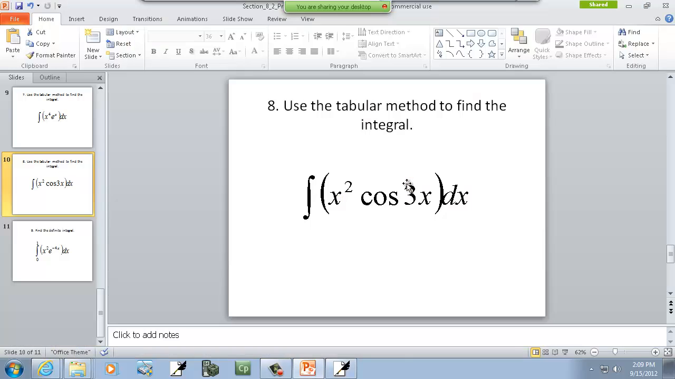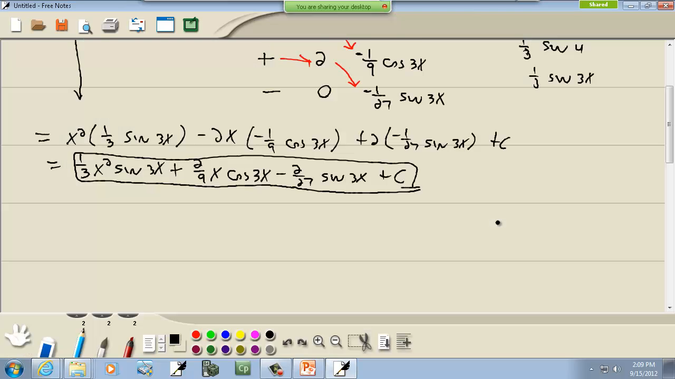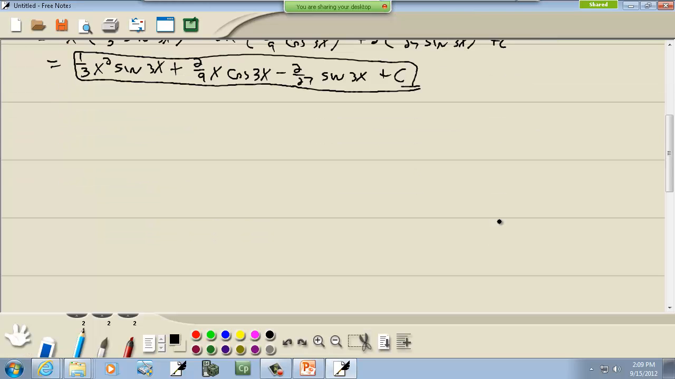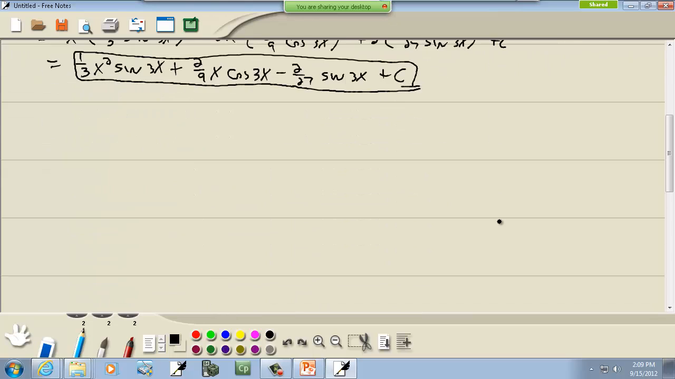I don't know how hard this last one is. Let me take a look. Not too bad. Do I get enough room, though? Yeah, I think I do. It's another table method.